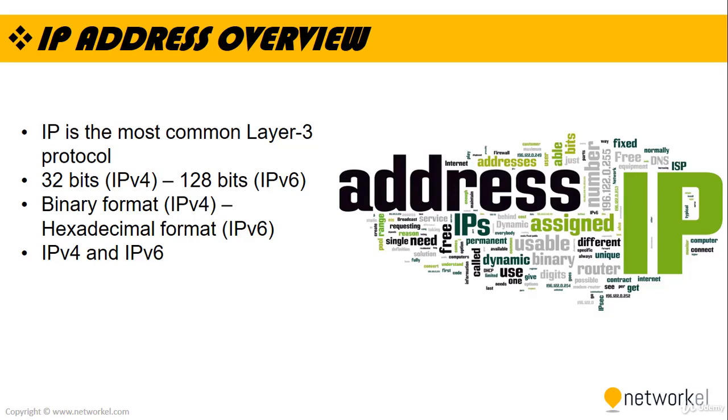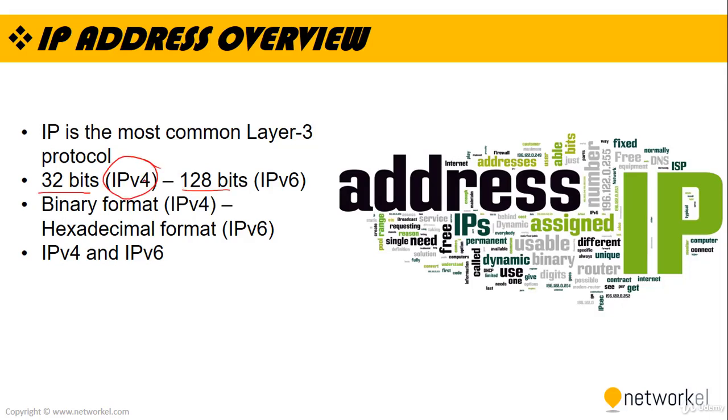An Internet Protocol address, or IP address, is a numerical label assigned to each device connected to a computer network that uses the Internet Protocol for communication. An IP address serves two principal functions: host or network interface identification and location addressing.